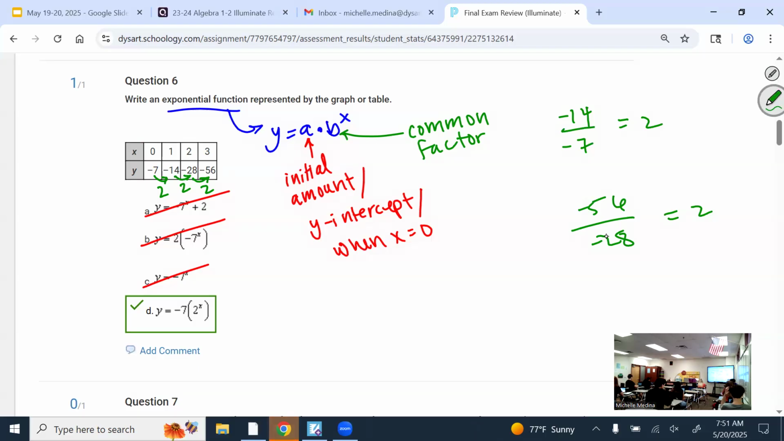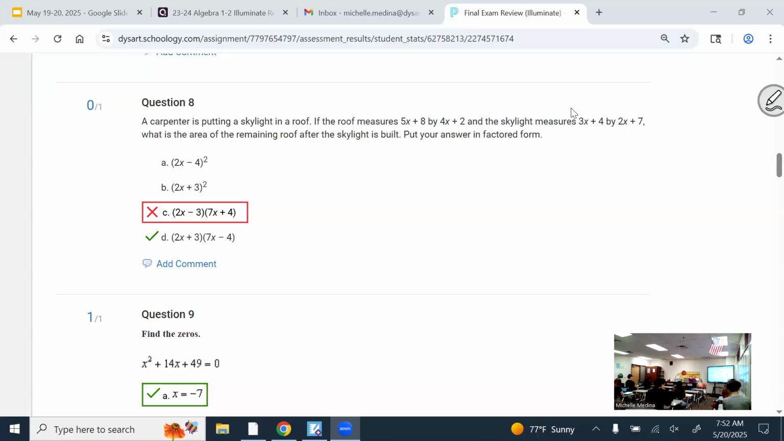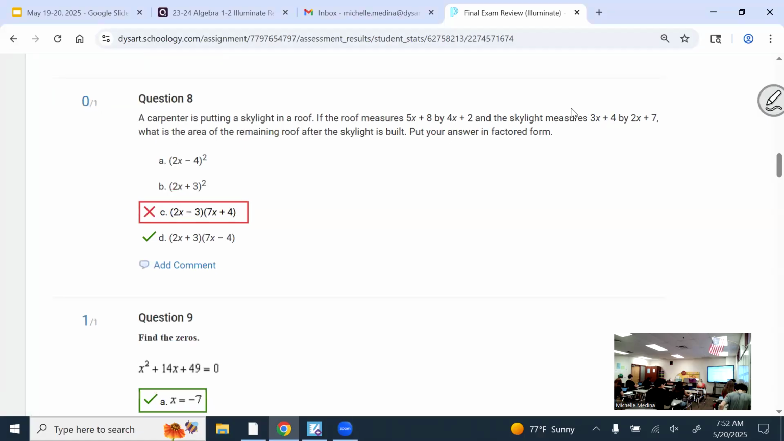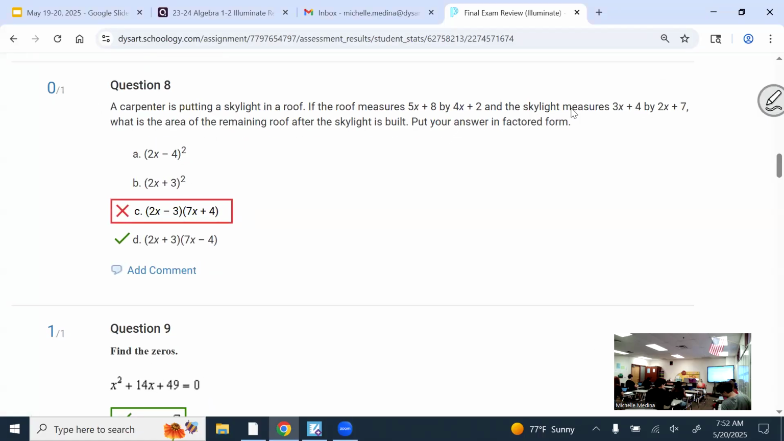Questions on that one? Questions on others on the Schoology one? The number 8 that she's talking about: a carpenter is putting a skylight in a roof. If the roof measures this expression by this expression, and the skylight measures this expression by this expression, what is the area of the remaining roof after the skylight is built? And put your answer in factored form.